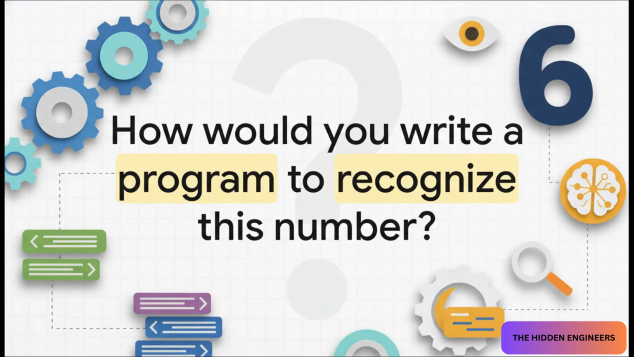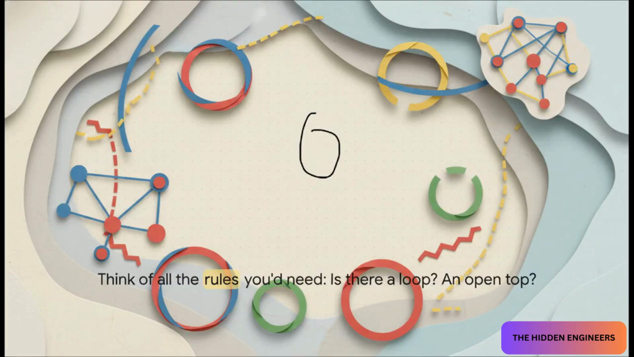Okay, take a look at this. It's a 6, obviously, but I want you to put on your programmer hat for a second. How would you write a set of instructions, a program, to tell a computer that this is a 6? Where would you even start? You'd probably have to create this just endless list of rules, right? You might code something like, okay, if there's a closed loop at the bottom and a line coming off the top, it's probably a 6.